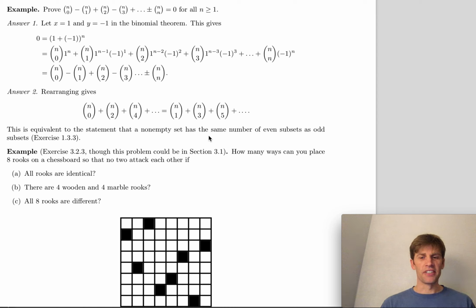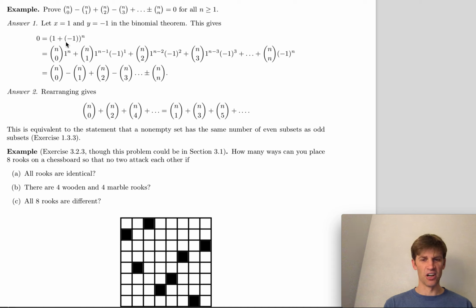So the difference here is that we have minus signs alternating on half of the terms. We can also prove this using the binomial theorem. We're going to choose x and y to cancel out. We're going to choose x to be 1 and y to be negative 1.